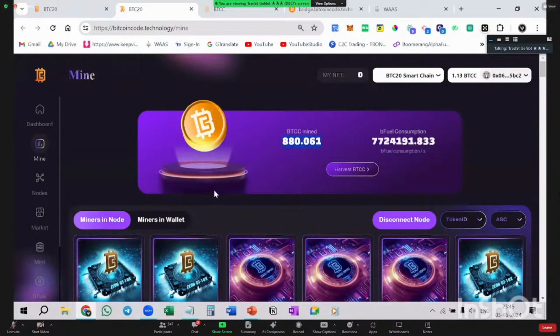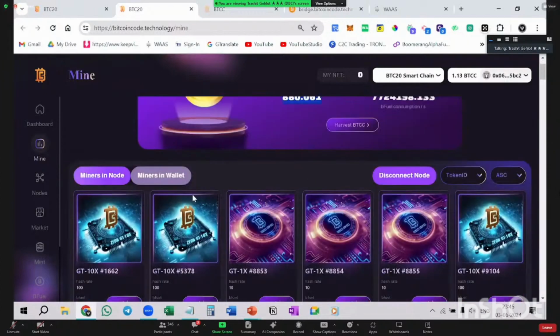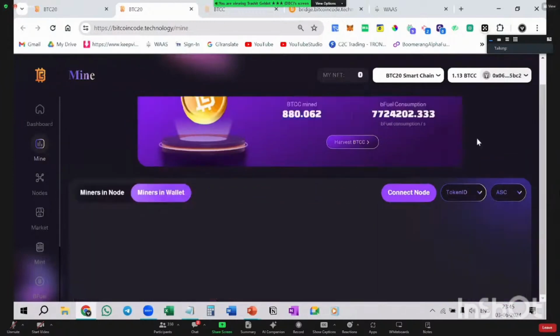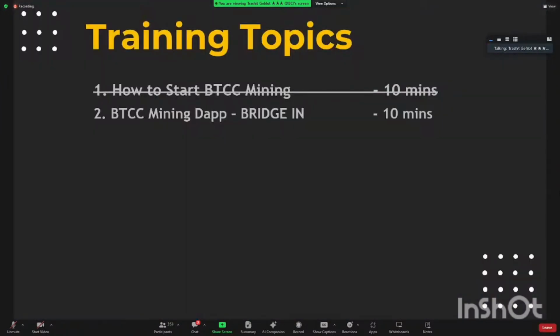All right. So magazine nodes is where all your NFTs are plugged into mine BTCC or to claim BTCC from the daily supply. And this section, miners in wallets, is where you get your NFTs minted. So you can find your freshly minted NFTs over here. All right. So this we have already covered. Now let me take you to the interesting and the most important feature on our mining dApp, that is bridge in.